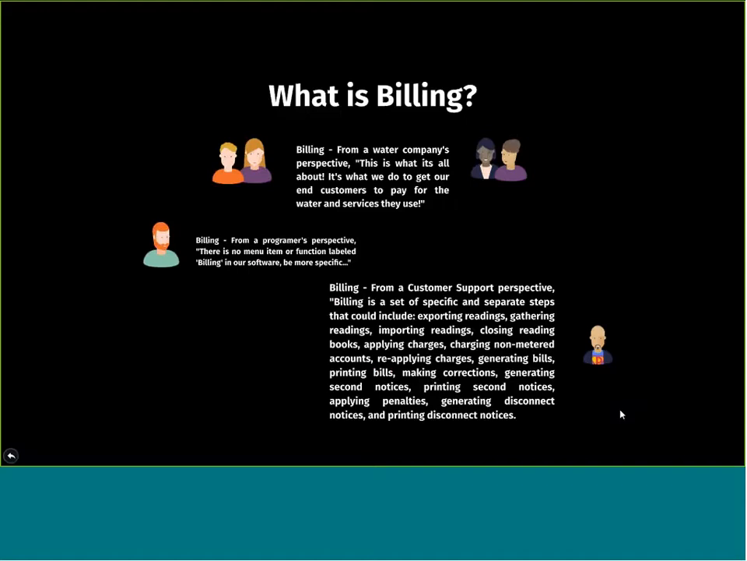Billing is a set of specific and separate steps that include exporting readings, gathering readings, importing readings, closing the reading books, applying charges, charging non-metered accounts, reapplying charges, generating bills, printing bills, making corrections, generating second notices, printing second notices, applying penalties, generating disconnect notices, and printing disconnect notices. Try to say that 3 times fast.